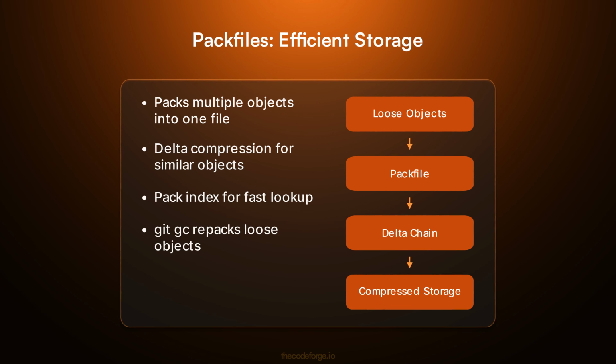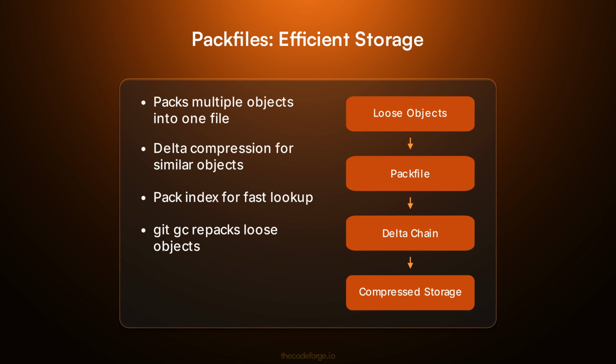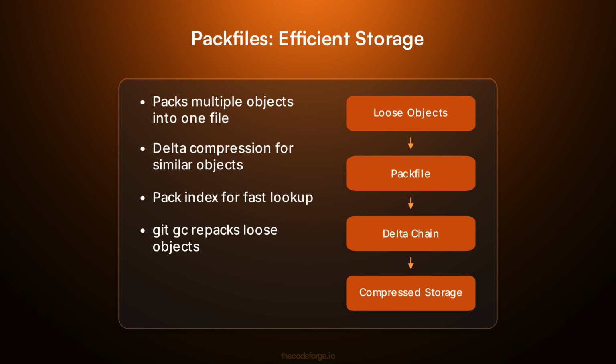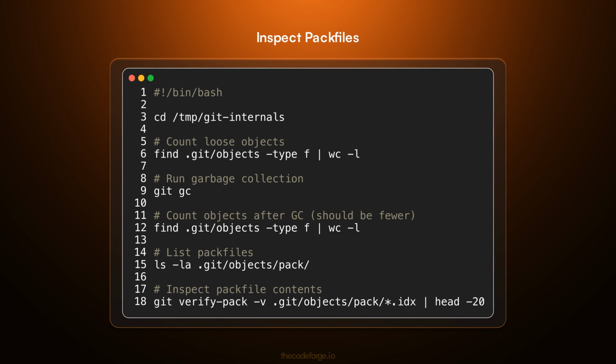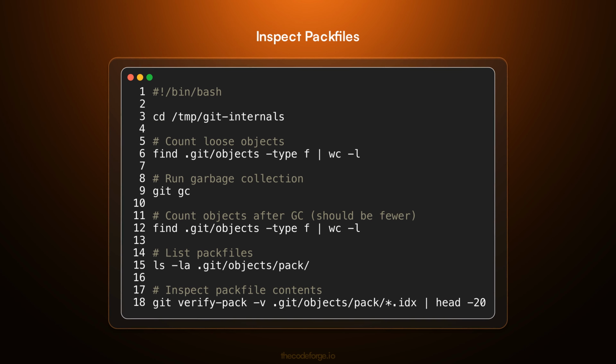Loose objects waste space and inodes. Git packs objects into packfiles, a single file containing multiple objects, compressed with delta encoding. Delta encoding stores a base object and a series of differences. This is why git gc can drastically reduce repo size. Let's count loose objects, run git gc, and see how packfiles reduce the count. Then inspect packfile contents with git verify-pack to see the delta chains.